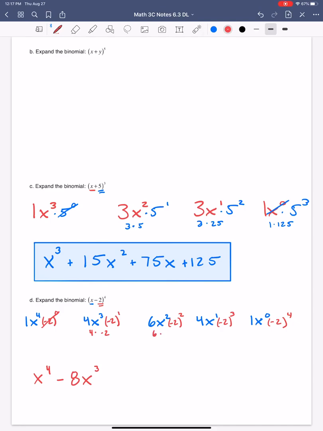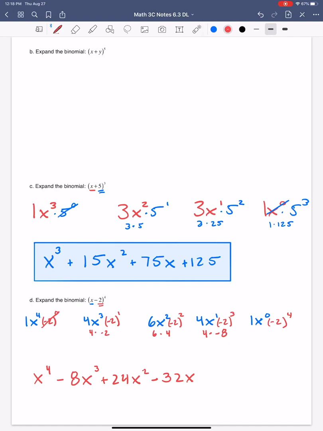This is going to be 6 times -2 squared, which is +4. And then 6 times 4 is +24x squared. And I'll keep going to the next section here. So 4 times -2 to the 3rd power, that should give you -8. If you're using your calculator, you have to use parentheses around the -2 or else it won't give you the right answer. And now 4 times -8 is -32, and it's x to the 1st.